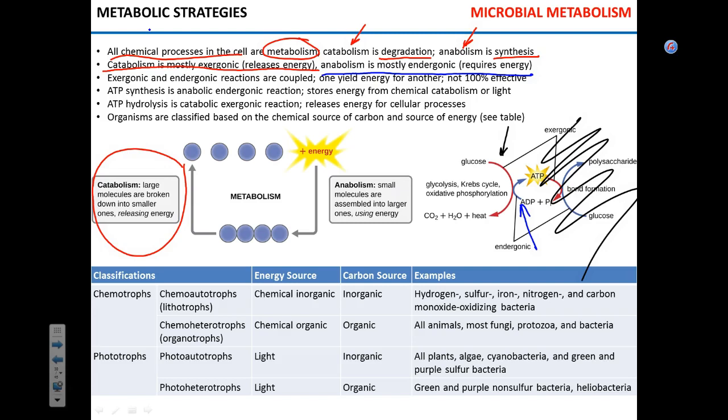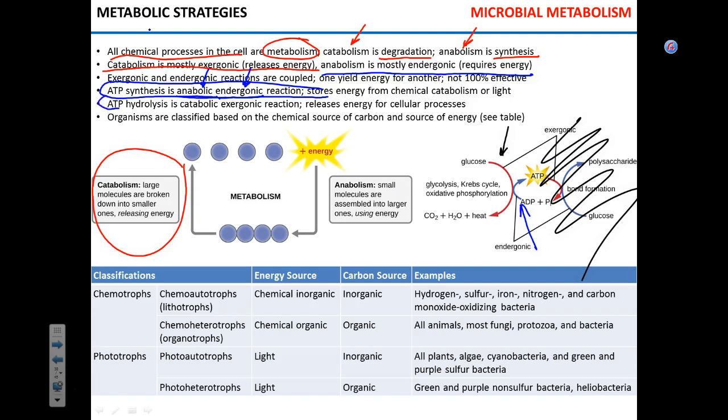So ATP synthesis, and we focus on ATP a lot because it's a key molecule and we're going to be talking about how to make it, is anabolic endergonic. So it's the reaction of synthesis that requires energy. Anabolic synthesis, endergonic, uses energy. But ATP synthesis uses energy to store it. ATP is the storage molecule. It's not the ultimate goal of the cell.